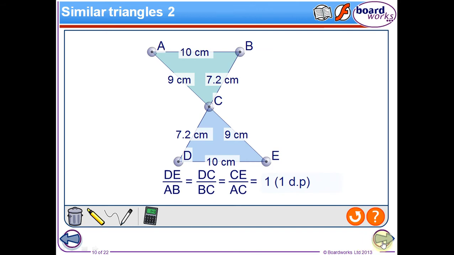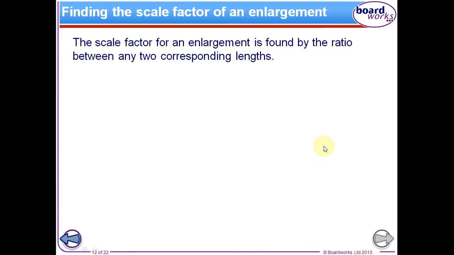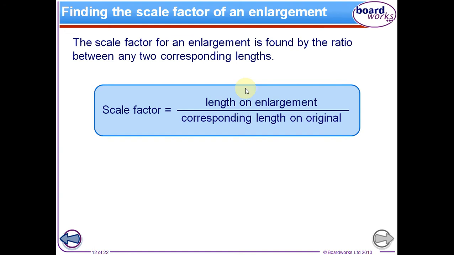Okay, so we are going to do more work on that. The scale factor of an enlargement is found by the ratio between two corresponding lengths.